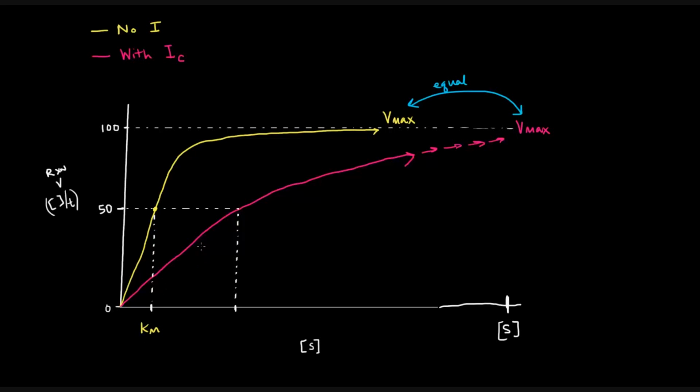But if we notice for this pink line, to get to that same Vmax over 2, and I'll even label that here, so this is Vmax over 2 for both cases, to reach that same Vmax over 2, we need a higher substrate concentration. So this is Km of the inhibited enzyme. Sometimes people call this Km apparent. And you can see that it's larger than the original Km. So this Km apparent is larger than that original Km.